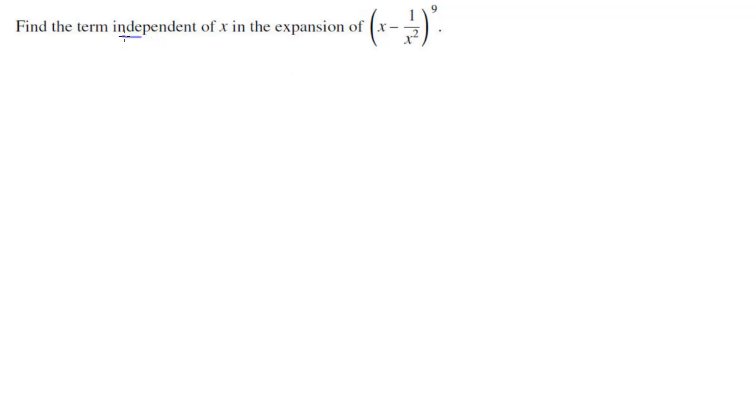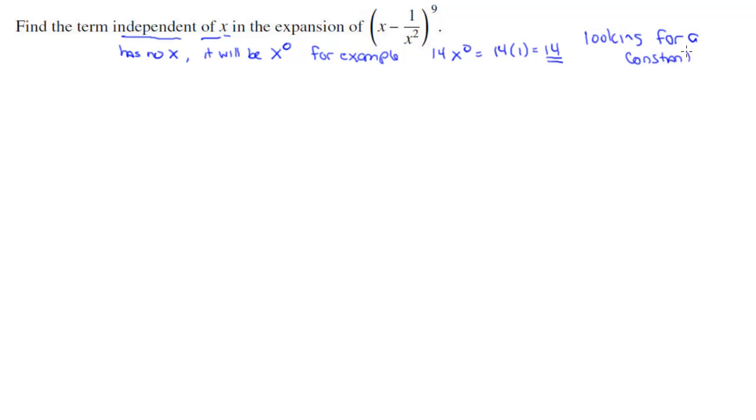Okay, so for this problem, we want to find the term that's independent of x. That means it's got no x, or it's going to have a power of x to the 0, which is going to make it a constant. So to find that, we've got to find the term that has our x's add up to 0. You'll notice, though, we've got two of them, so we've got to keep that in mind.